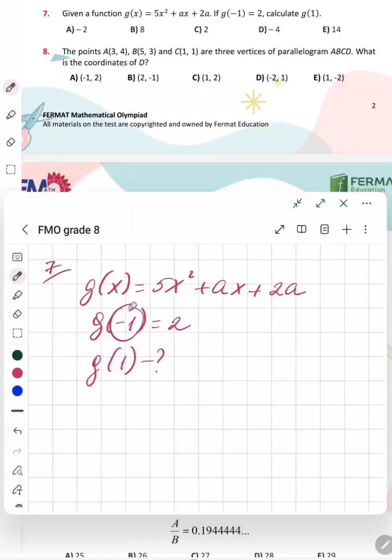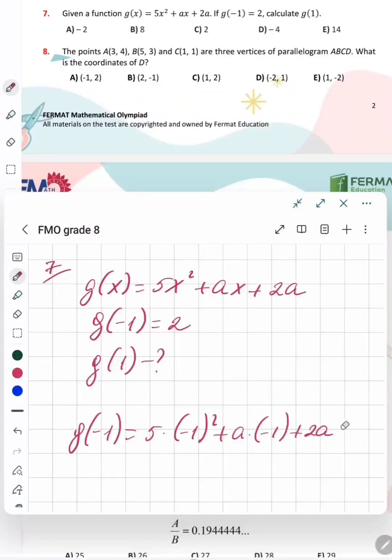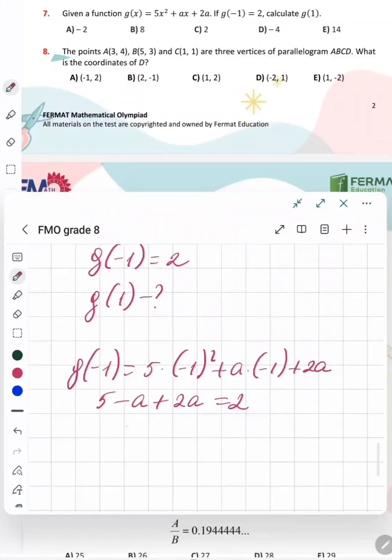Alright, so what this means is that instead of x, we input -1. So we can write g(-1) equals 5 times (-1) squared plus a times -1 plus 2a. There is no x, so just 2a. We get 5, because (-1) squared is +1, minus a plus 2a. It's given g(-1) equals 2, so we just write equals 2. Now 5 plus a, because we collect like terms, equals 2, so a equals -3.